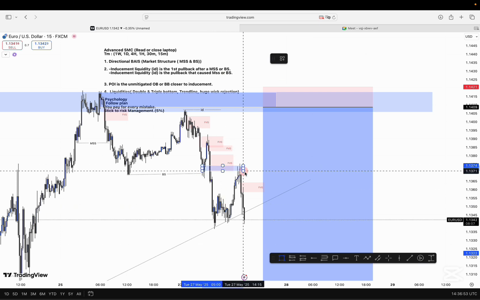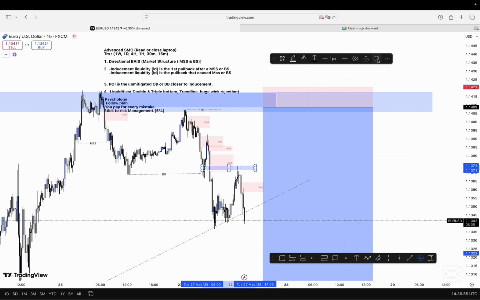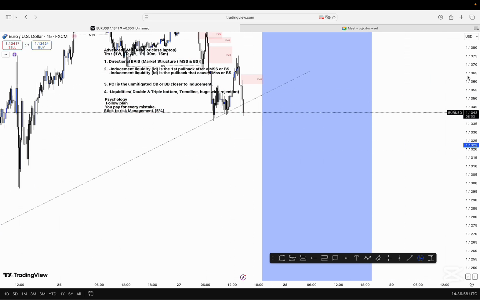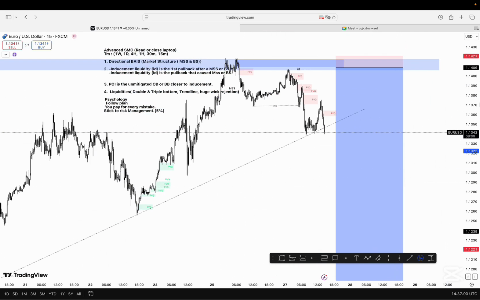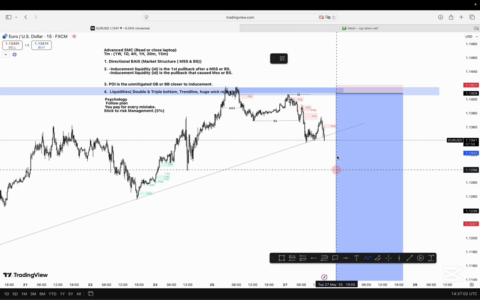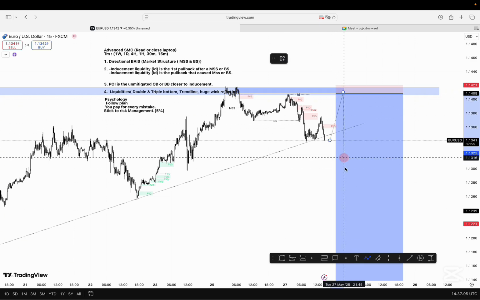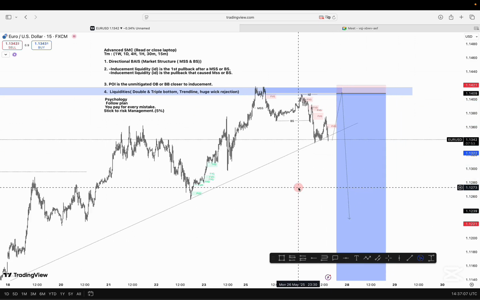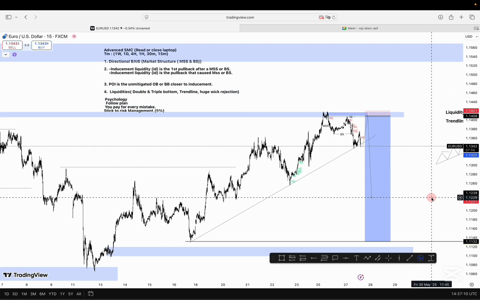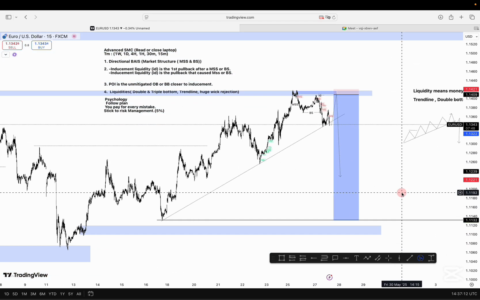The move it has made, it's about to pull back. So I'm just waiting for price to maybe retrace here, and then I'll take a sell. As simple as that. Without it, I'm not doing anything.